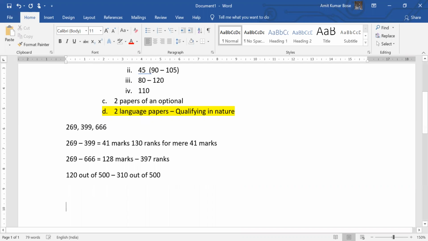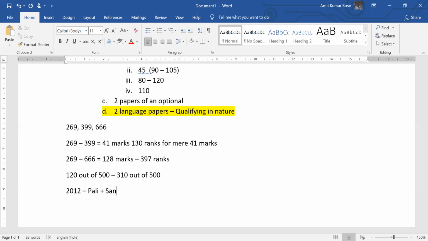Believe me, there used to be a time, we have seen this till 2012. The examination of 2012 means 2012, not from 2013 onwards. Till then, we have seen this tendency where a number of candidates used to choose optionals like Pali, Sanskrit. Why? There was an understanding that these optionals help the candidate to secure more marks. Well, there were logics behind this. We'll be talking about those things later on.